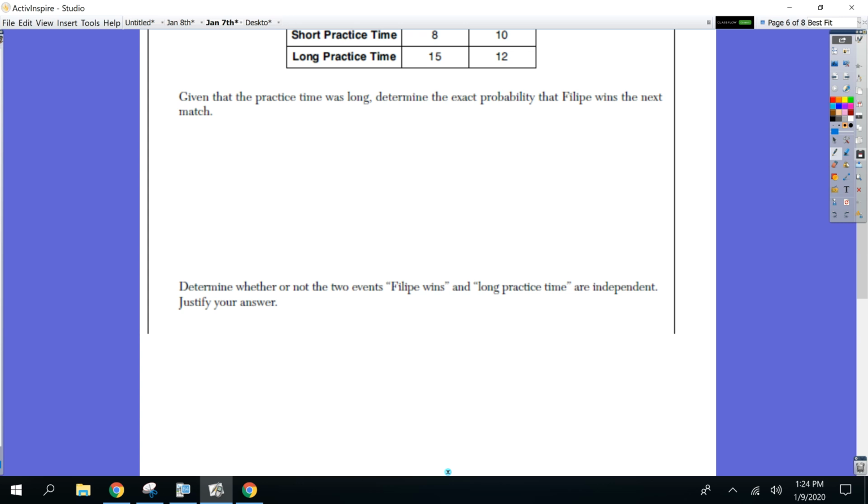June 2019. Number 36. We're ready to do part B that we ended yesterday in class on.